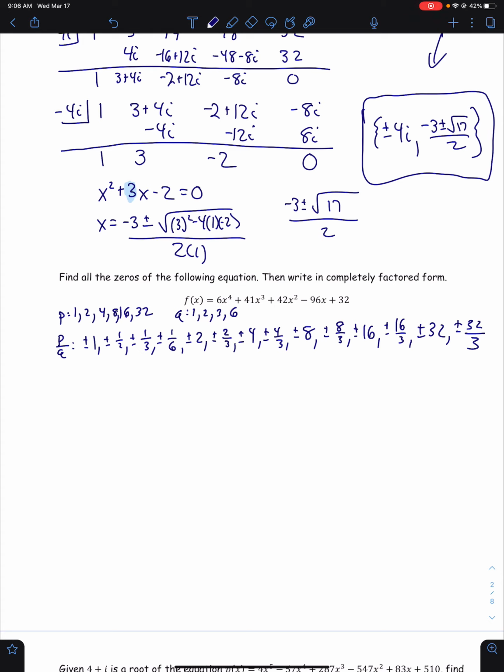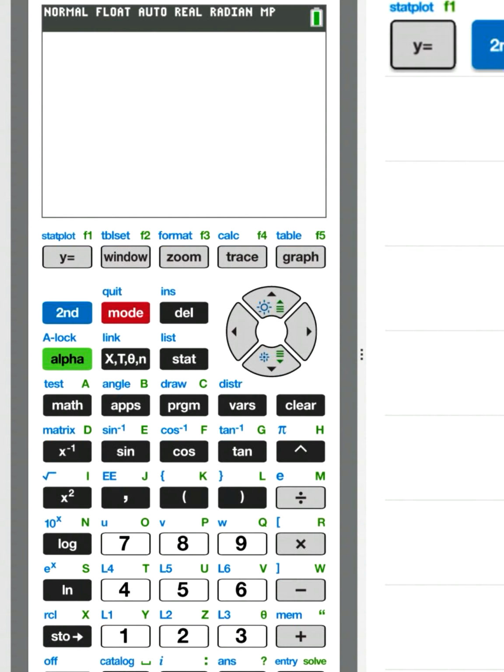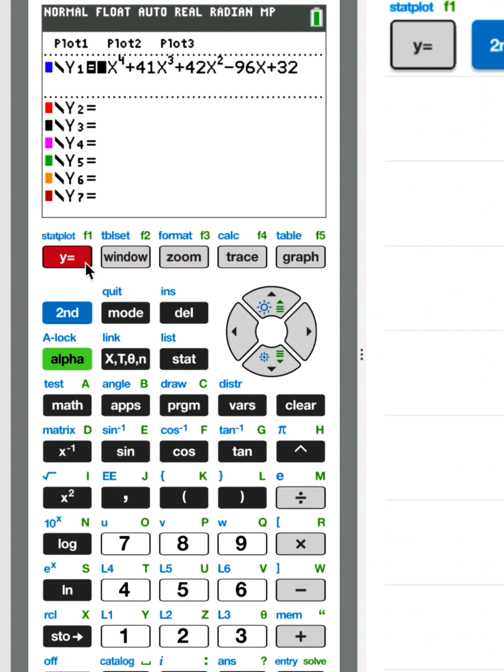So in the calculator, let me bring up the calculator. In my calculator, we're going to want to graph our equation. So go to y equals. I already have it plugged in there with 6x to the fourth plus 41x to the third plus 42x squared minus 96x plus 32. So type that into the calculator. I'll give you guys a couple seconds to type that in.